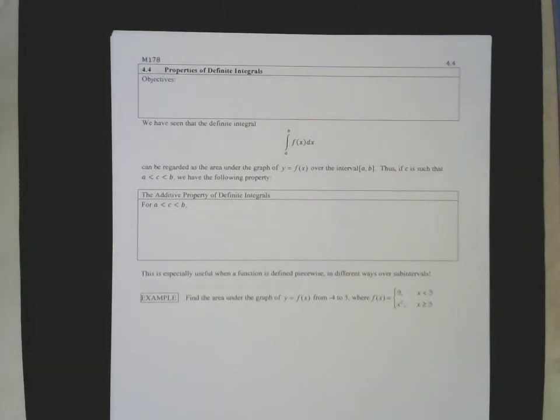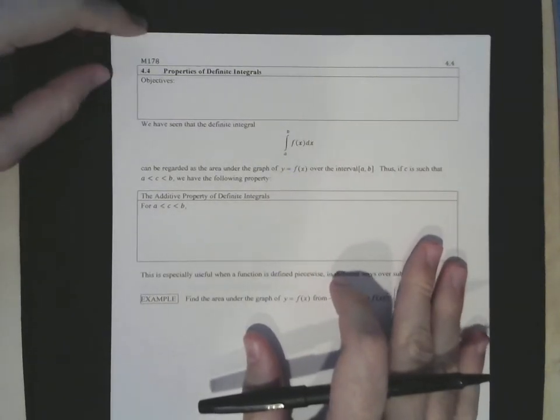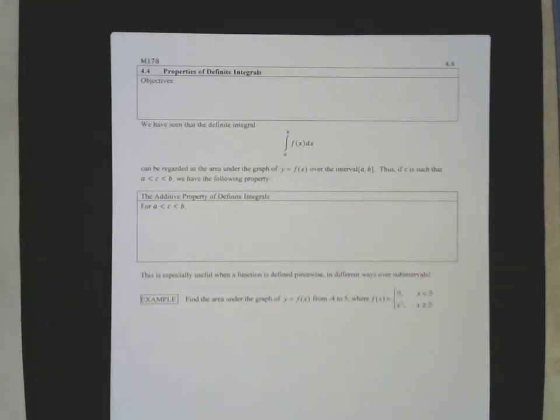Okay, we're in section 4.4, which is properties of definite integrals. So in chapter 4, the first three sections, we've seen indefinite integrals. We saw definite integrals. In the last section, we looked at the connection between antiderivatives and derivatives, or integrals and derivatives, in the fundamental theorem of calculus.